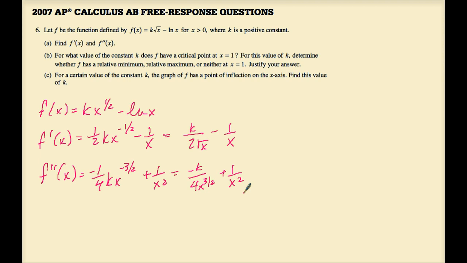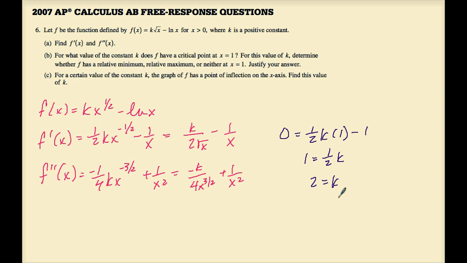Letter B. For what value of the constant k does f have a critical point at x equals 1? For this value of k, determine whether f has a relative minimum, relative maximum, or neither at x equals 1. Justify your answer. If 1 is a critical number, then its value in the first derivative will be 0. So let's use that information to solve for k. 0 is equal to 1/2 k times 1 minus 1 over 1, which is 1. This means that 1 is equal to 1/2 k, 2 is equal to k.